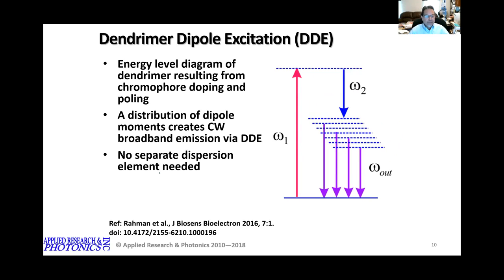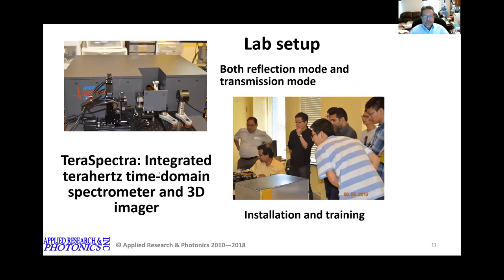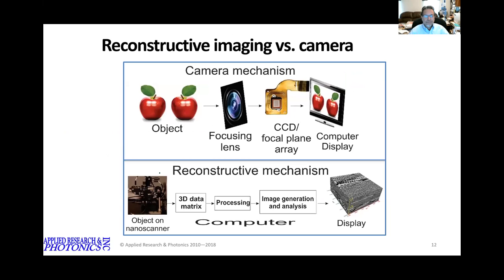So we use this terahertz source to make our instruments, such as a spectrometer and a cameraless imaging system. So that is the basic technology. We have been working on it for a while.